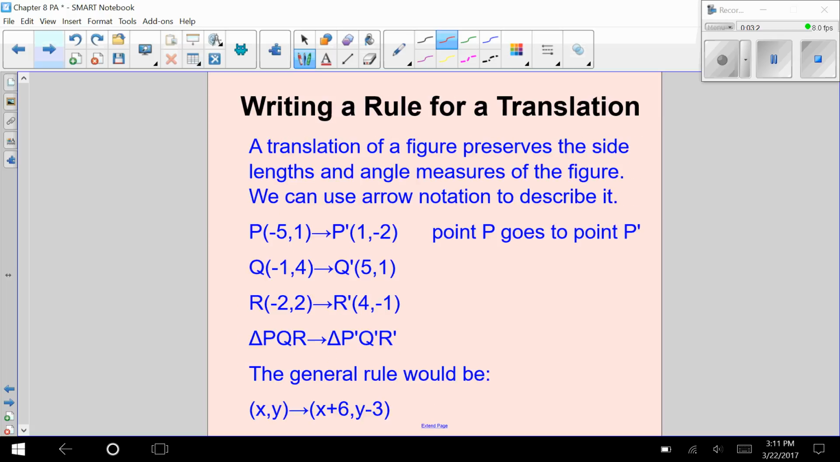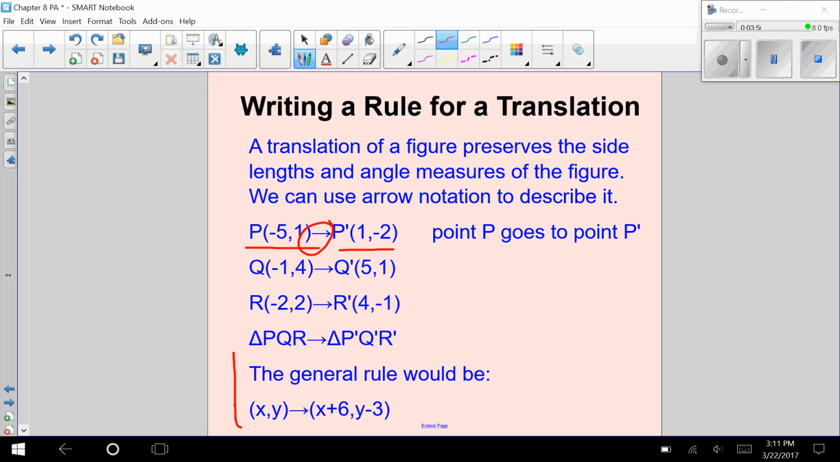Now, when we write rules for translation, it's important to remember that a translation of a figure preserves the side lengths and angle measures. So the image will have the same shape and size. It'll be congruent. We can use something called arrow notation to describe it. In arrow notation, I say that any point P goes to point P prime, or Q goes to Q prime, R to R prime, triangle PQR to triangle P prime Q prime R prime.